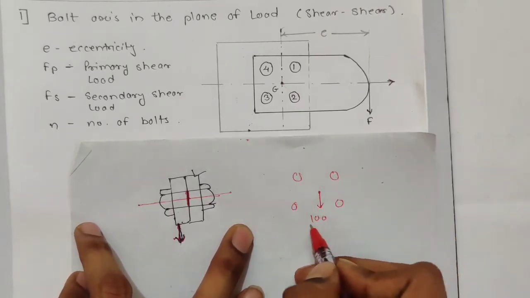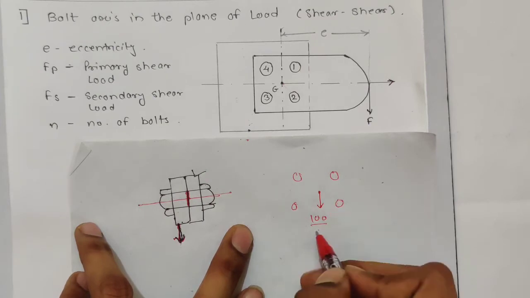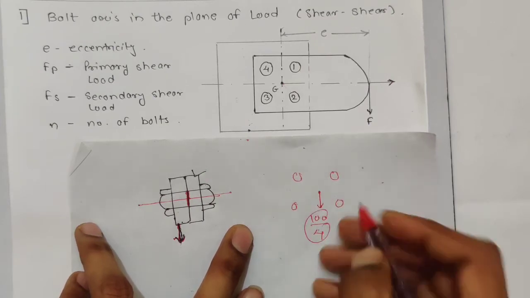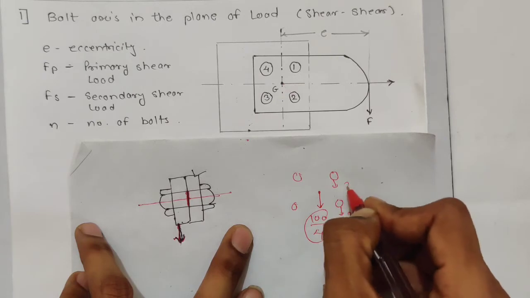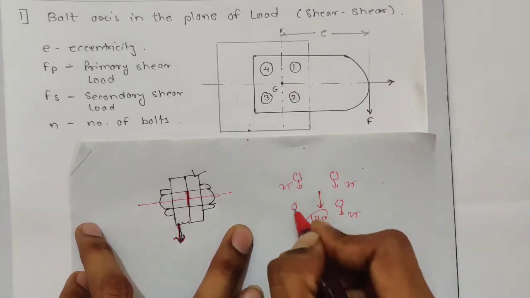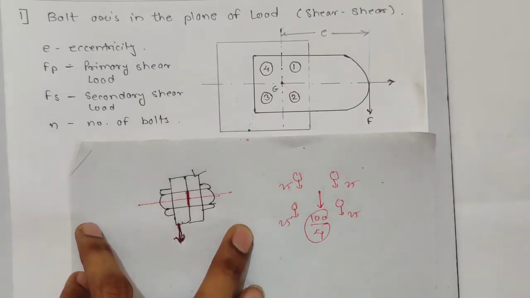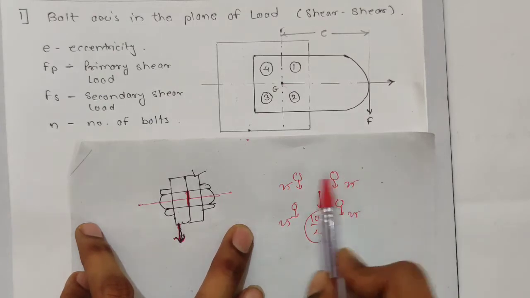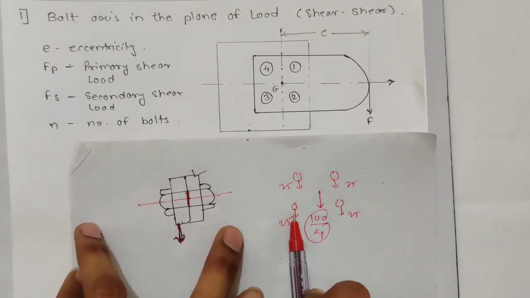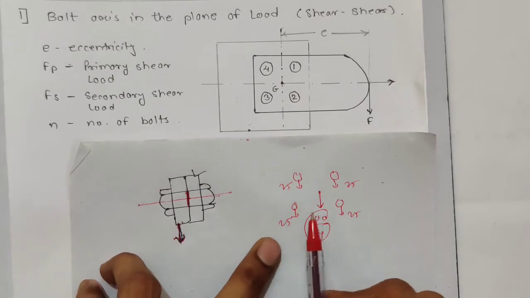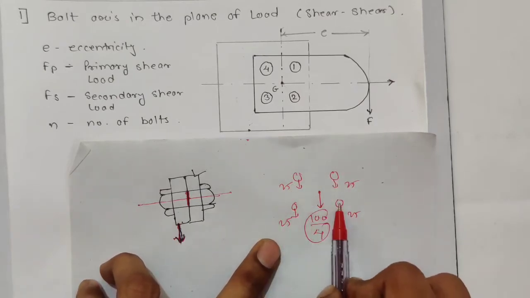That is 100 divided by the number of bolts. We have 4, so 100 divided by 4 is 25. Each bolt is carrying 25. If it is 400, then 100 each. So the primary shear load is distributed equally among the number of bolts.